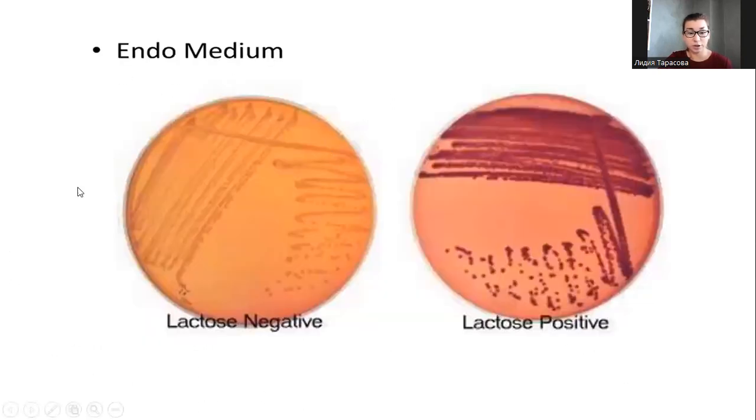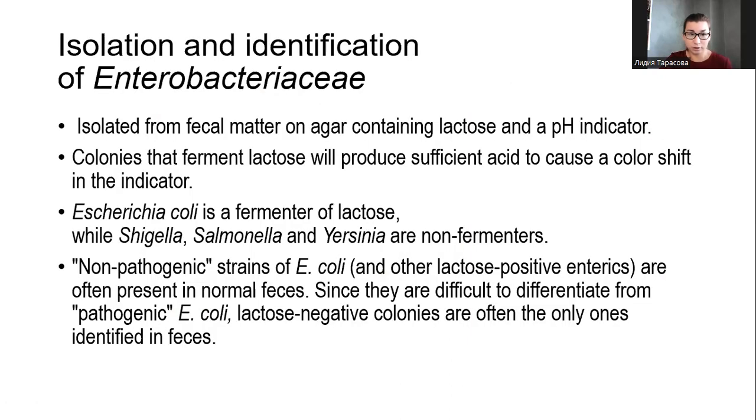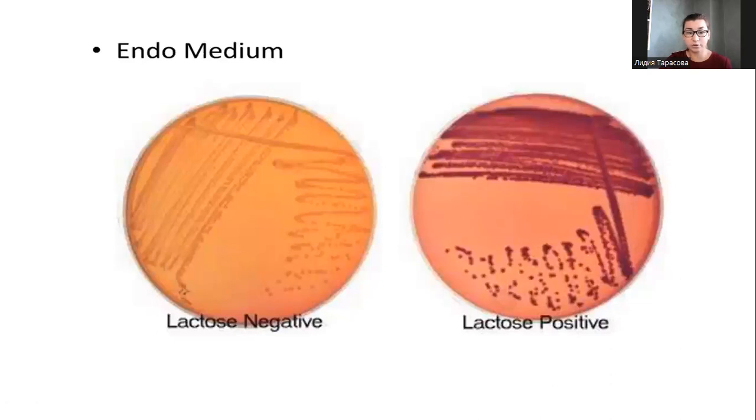This is Endo medium, which can be applied in the process of isolation, in the process of cultivation of Enterobacteriaceae. Lactose negative bacteria can grow on Endo medium without any color. But if bacteria ferment lactose, they form colonies with color, and by this feature we can differentiate lactose negative and lactose positive. And as I said previously, most lactose positive Enterobacteriaceae members are not pathogenic, but lactose negative members can be pathogenic because they can be Salmonella, Shigella, or Yersinia.